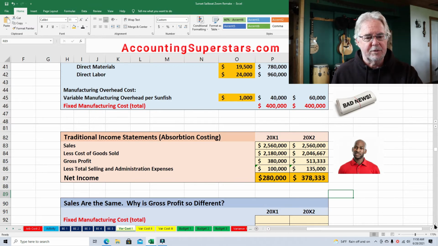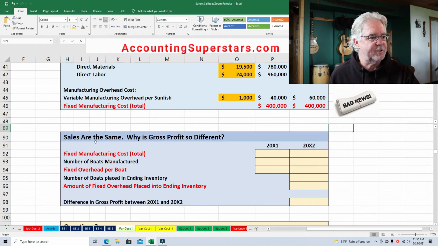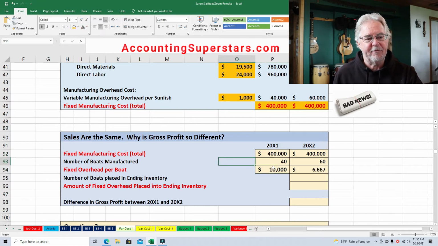All right, so this is just like a little proof here of why it's working this way. Fixed manufacturing cost, grand total, for both years it's the same, 400,000, 400,000. Got that from right here. Number of boats manufactured: in the first year, 40, in the second year, 60. Fixed overhead per boat, all we have to do is a little division. 400,000 divided by 40 is 10 grand. That's fixed overhead per boat. And in 2002, it's only 6,667.